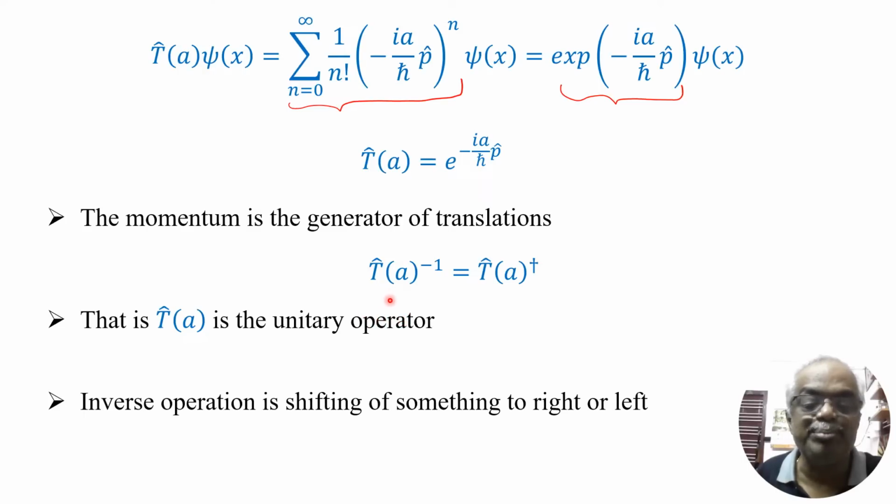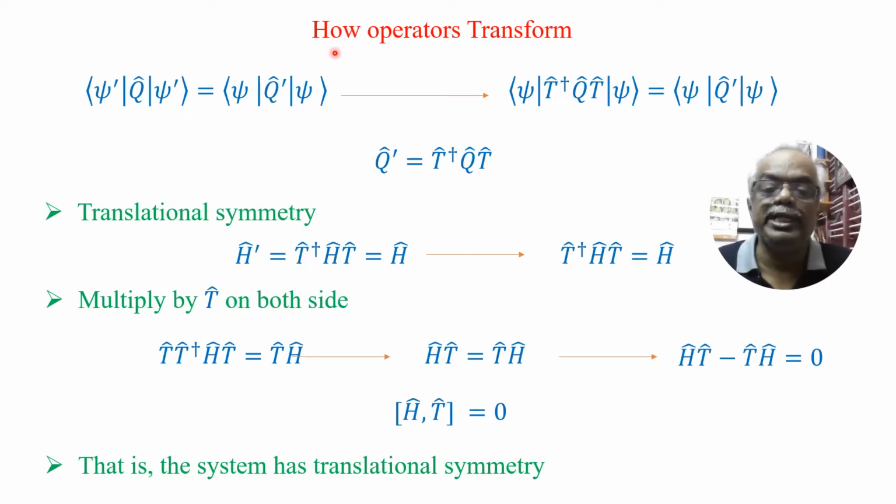The speciality of a unitary operator is that it preserves the norms, which we are going to see in future lectures. And here the inversion operation is shifting something from right to left. This inversion operation shifts something, in this case the position, to the right or left. We will see further. Now let us see how operators transform.